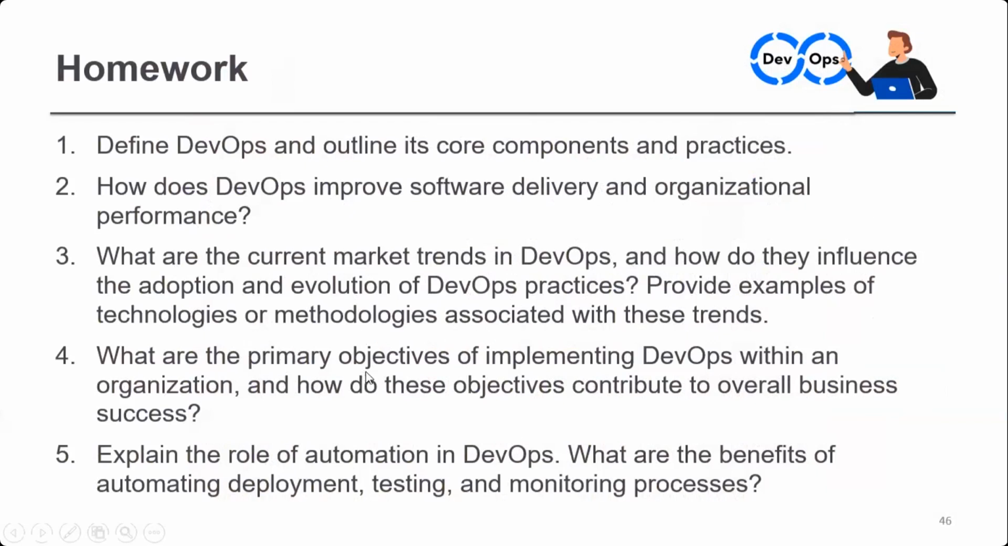What are the primary objectives of implementing DevOps within an organization? And explain the role of automation in DevOps. What are the benefits of automating deployment, testing, and monitoring processes? The key term, or the most concept term that we can pin for DevOps, is mainly on testing, deployment, as well as the monitoring.